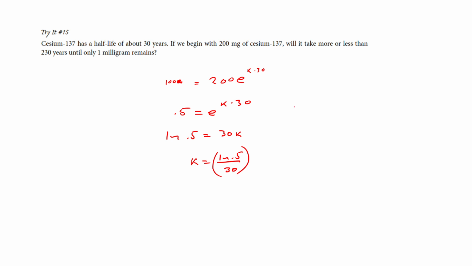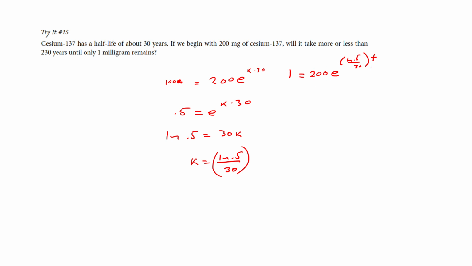So now I have the complete formula. I've got my initial amount. I've got e to the natural log of 0.5 over 30. And our time is what we don't know, but we want to know how long it's going to take to get down to 1 milligram.